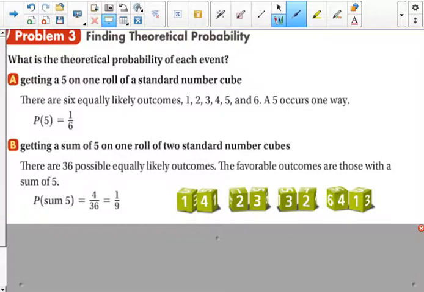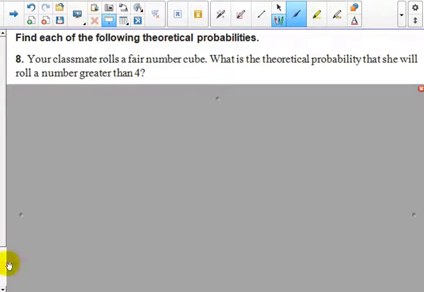All right, let's look at our workbook on the back. Let's look at 8 and 9. There it is, fair number cube. Okay, just a standard dice is what that is. Your classmate rolls a fair number cube. What's the theoretical probability that she will roll a number greater than 4?